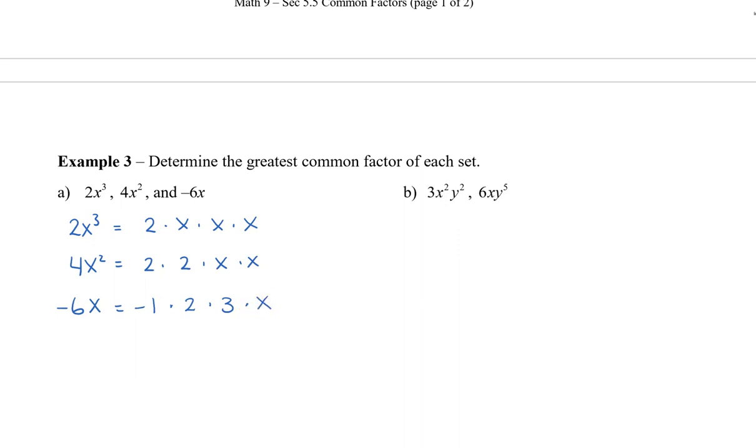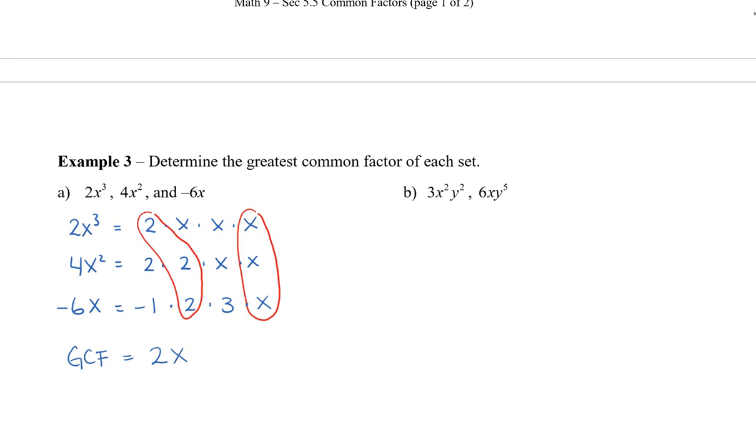So what do we have in common here? All of the terms have a 2, and all of the terms also have an x. So we can now say that the greatest common factor is 2 times x.